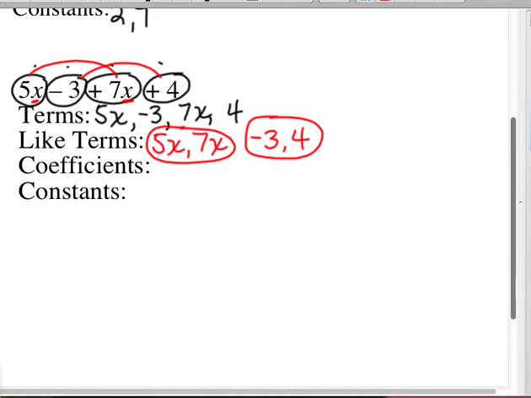Let's talk coefficients. We'll do those in blue. Coefficients, numbers that are stuck onto letters. 5 is a coefficient, not negative 3. 7 is a coefficient, and not 4, because 4 doesn't have a letter on it. Constants. Constants are your plain old numbers. 3 is a constant. Oops. Uh-oh. I made a mistake. It's negative 3, isn't it? And positive 4 is a constant. Okay? Hopefully that helps to further clarify what all those definitions were.